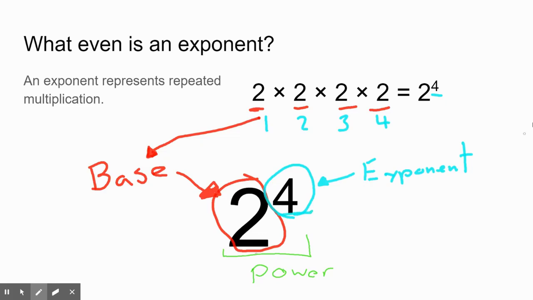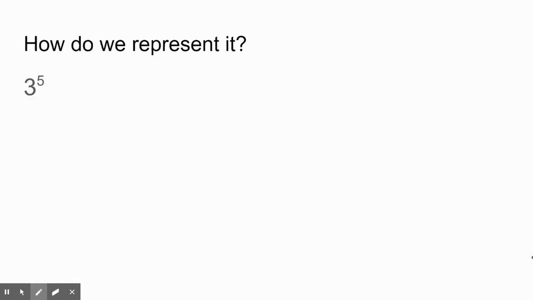Now let's talk about how you can represent these. There are two ways that we can represent something with an exponent. The first way is as a power. Here we have 3 to the 5th. That just means we have a power, where our base is 3 and our exponent is 5. That is totally fine. Another way to represent this would be in expanded form.